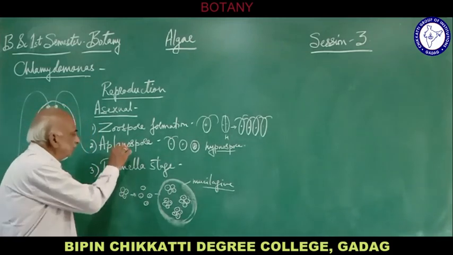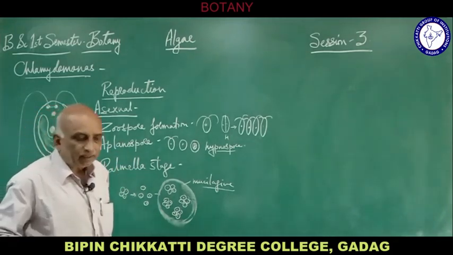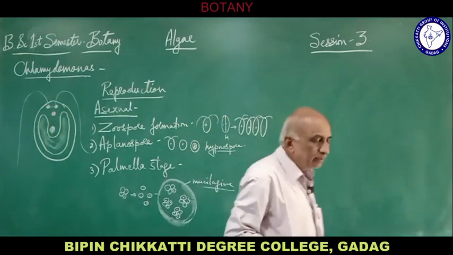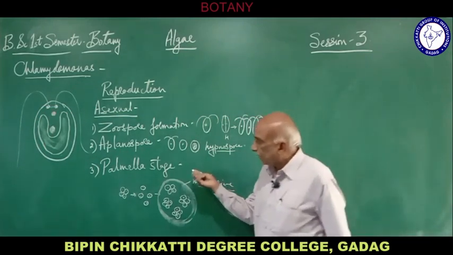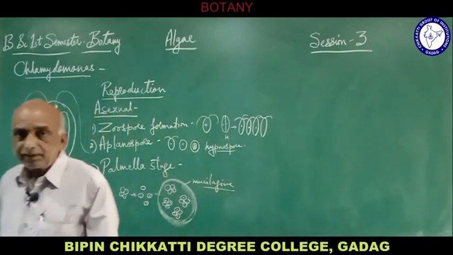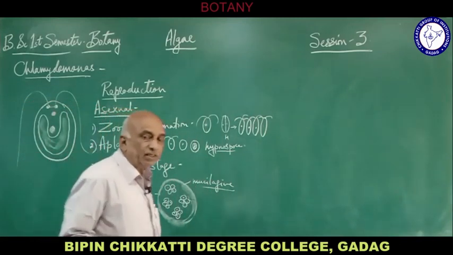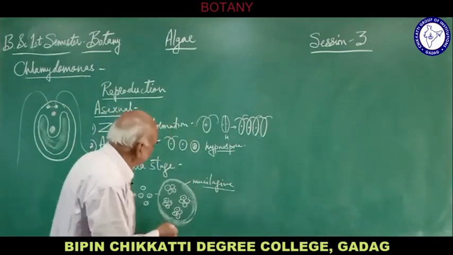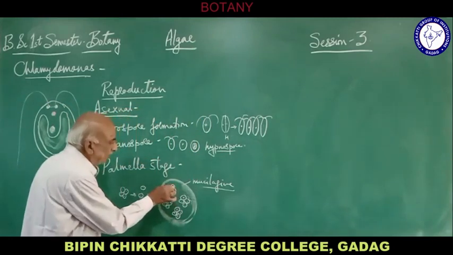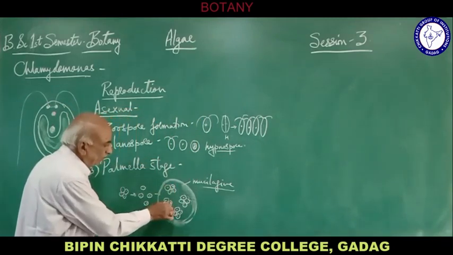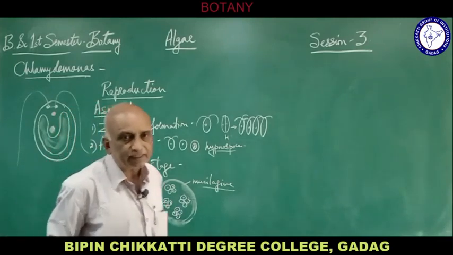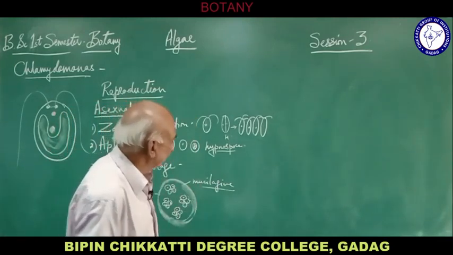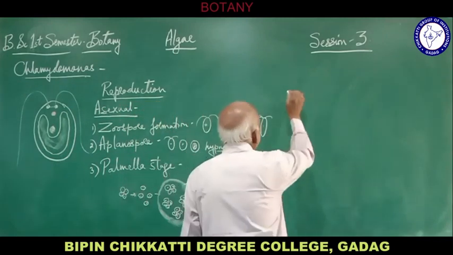These two stages usually occur whenever there is desiccation, scarcity of water. But the Palmella stage occurs at the time of partial desiccation, meaning not a complete absence of water. So when there is partial desiccation, the Palmella stage can be seen in the case of Chlamydomonas. So that is about the asexual reproduction.